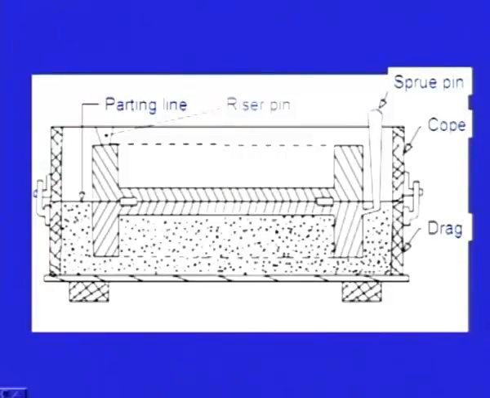And while placing the cope half of the pattern, care must be taken so that they are properly aligned. For that, there will be some alignment pins between this surface, and this upper half will have a small hole here. If we align them properly, that pin has to rest in the hole. When the pin rests in the hole, then the drag half and the cope half of the patterns are properly aligned.